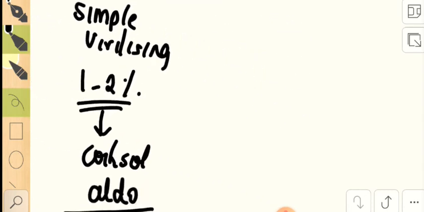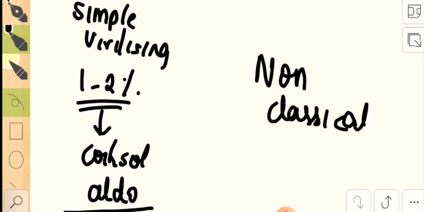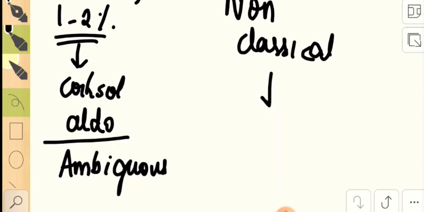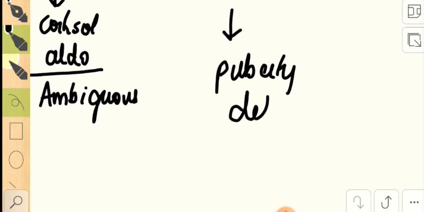Another form of the disease is called non-classical disease. This non-classical disease will have enzyme activity, cortisol and aldosterone will sometimes be present, and there will be no virilization features. But these children with non-classical type of CAH present at puberty or during adolescence, mainly with delayed puberty because of the imbalance in androgen production.